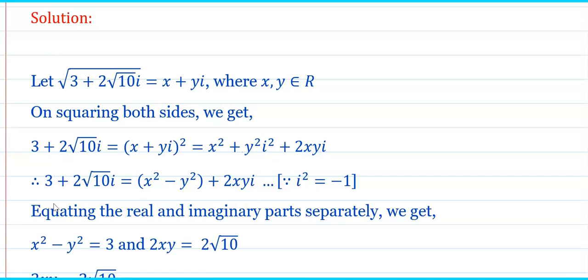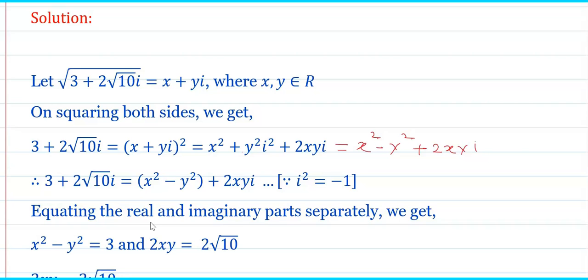But what is the value of i squared? i squared is minus 1, and hence you will get x squared minus y squared plus 2xyi. Collect the real part, that is x squared minus y squared, plus 2xyi. Equating real and imaginary parts separately, you will get x squared minus y squared is equal to 3 and 2xy is equal to 2 root 10.